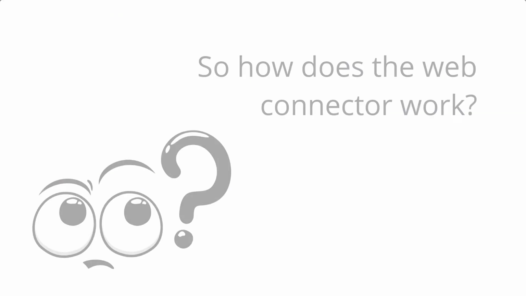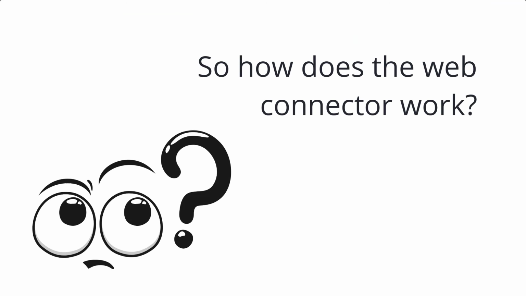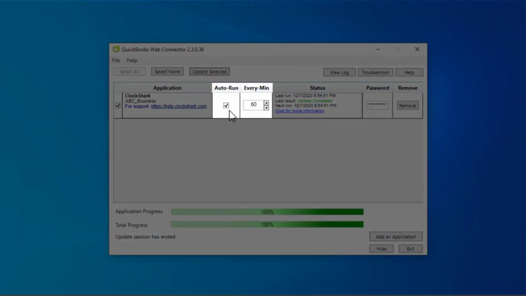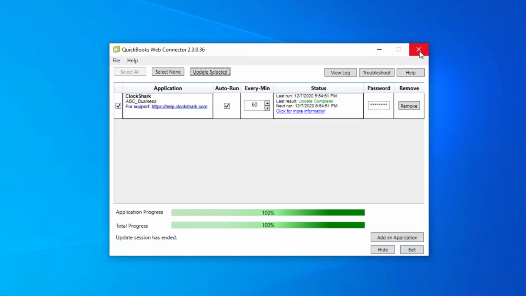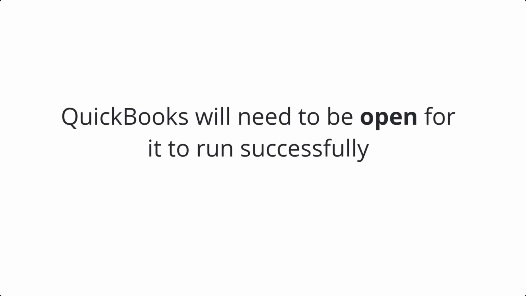Now it's a good time to cover how the Web Connector works. By default, the Web Connector is set to run once per hour. It can be minimized or hidden down at the bottom right so that it runs in the background on the host computer. If you close the Web Connector instead of minimizing or hiding it, it will stop syncing automatically in the background until the next time it's opened. QuickBooks will need to be open for it to run successfully.